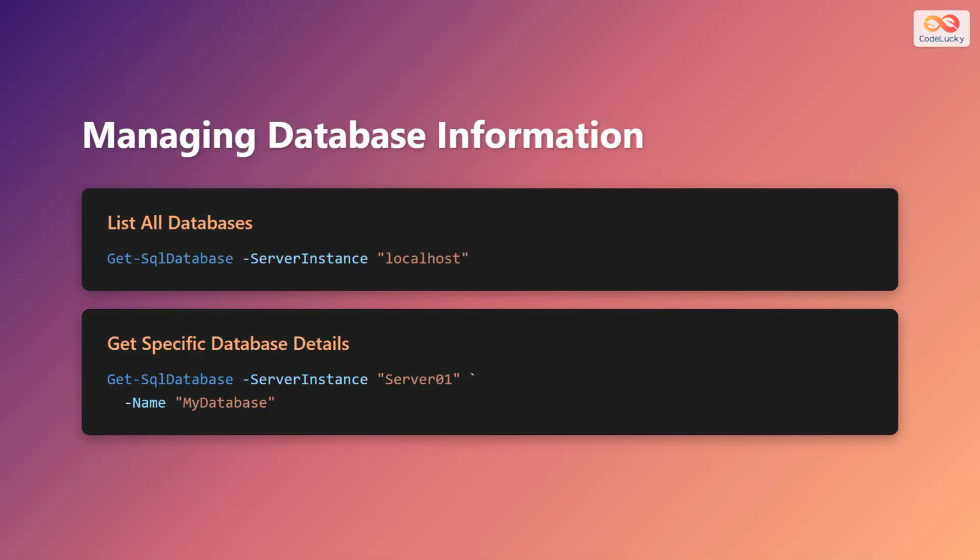Retrieving database information is a common administrative task. The Get-SqlDatabase Cmdlet returns detailed information about databases on your SQL Server instance. To list all databases on a server, use Get-SqlDatabase -ServerInstance localhost. This returns objects containing properties like database name, size, recovery model, and creation date. To get details about a specific database, add the Name parameter: Get-SqlDatabase -ServerInstance server01 -Name mydatabase. You can then use this information in scripts to make decisions, generate reports, or monitor database growth over time.